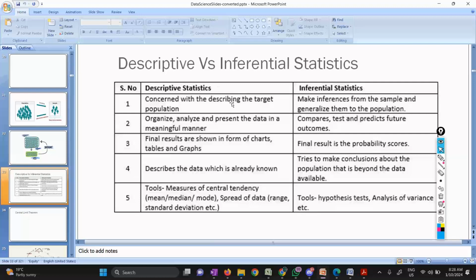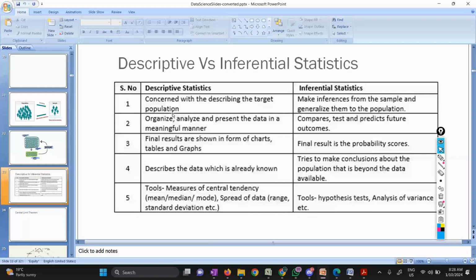Concerned with describing the target population. There is a target population. No. See, the client says, I want to study the mating habits of rabbits. Now, that target population is what? Rabbits. We are trying to describe the mean value, how the mean value changes in every generation. Hundreds of questions we'll start asking and we'll be describing it.